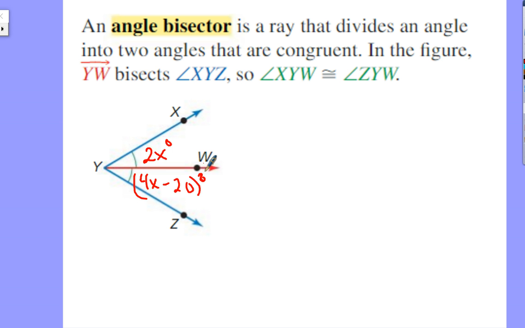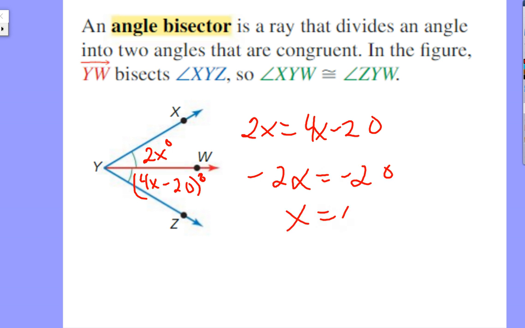Well, if they are both the same, then if I want to find a value of x, that means that I can set their values equal to one another. So an example like this, we'd end up saying that we have negative 2x equals negative 20, and then of course x would be 10, thus making both of those angles a value of 20. If I substitute x back in, this value would be 20, and as would this one down here.